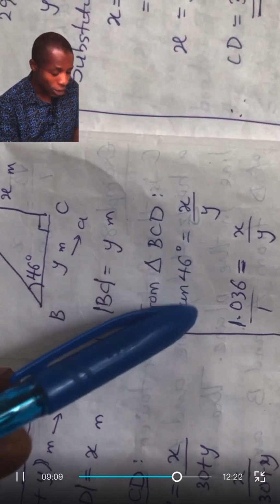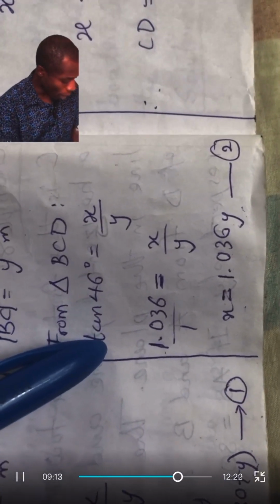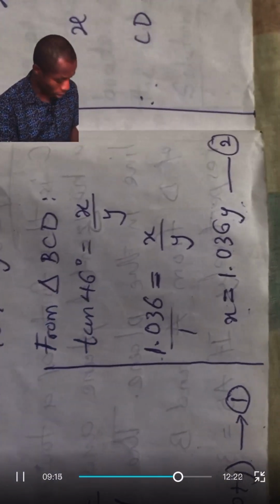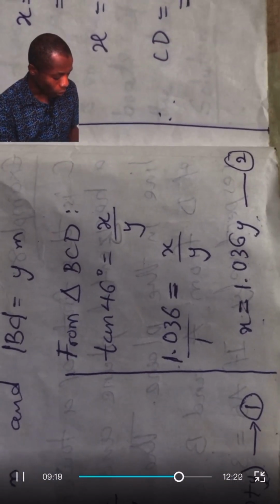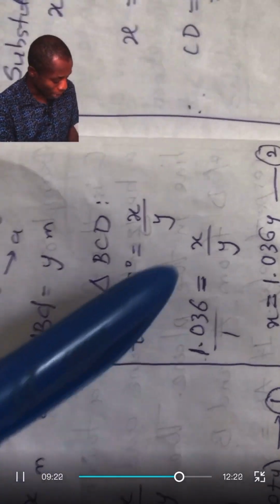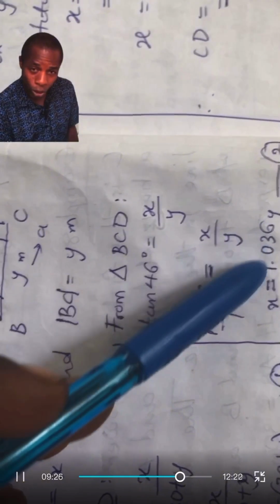Now, tan 46 degrees, with the use of a calculator or statistical table, gives us 1.036. Put 1 under it to make it a fraction. It's equal to X over Y. So when you cross multiply, 1 times X gives us X, then this is multiplied by Y. We have this, so equation 2.